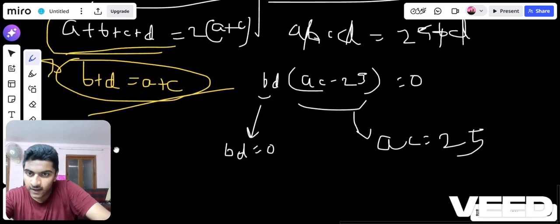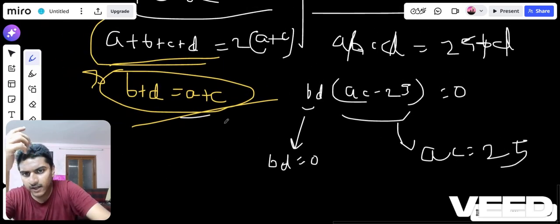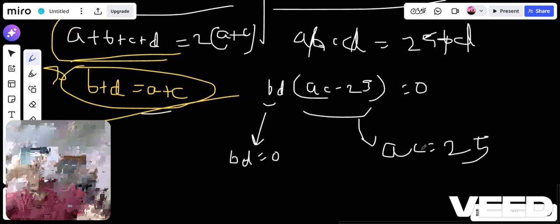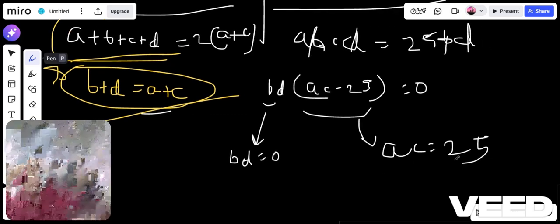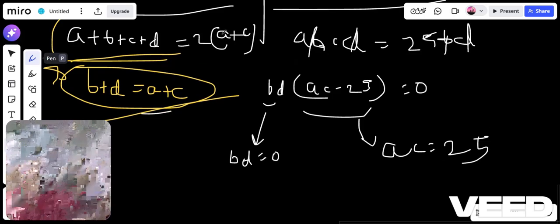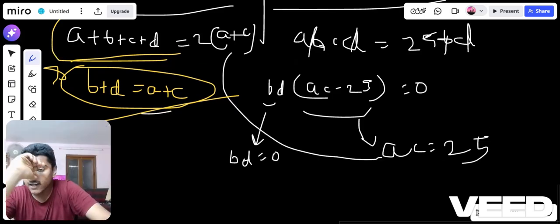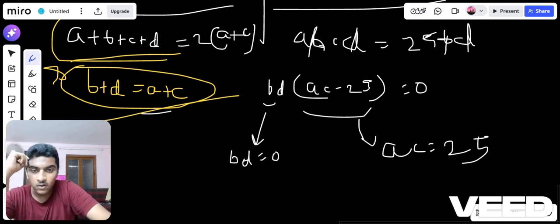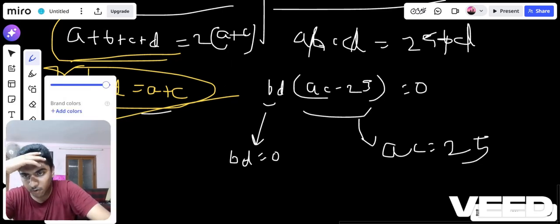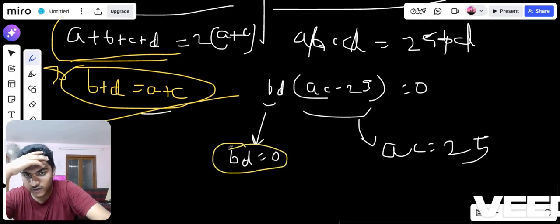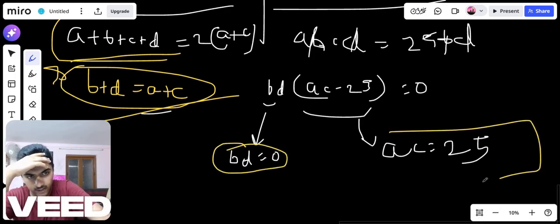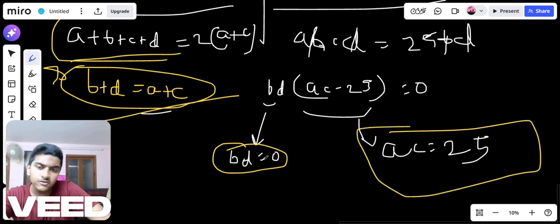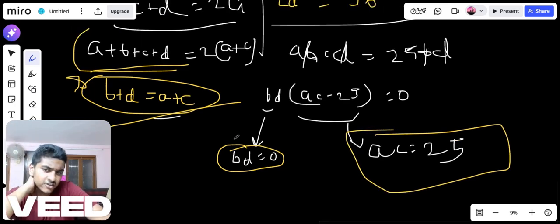So can you see, we have somehow found a relation between a plus c, and now we got a finite value for ac, right? So we can of course directly relate, maybe a plus c and ac, and find the value. However, we have one extra problem, that we are also getting this case. How do we reject it? Okay, so this one is fine, that ac is equal to 25, but we also have this case. So is there any way we can reject it?